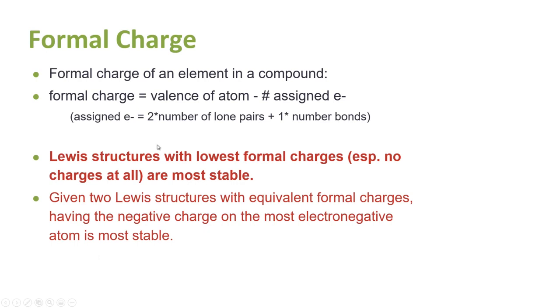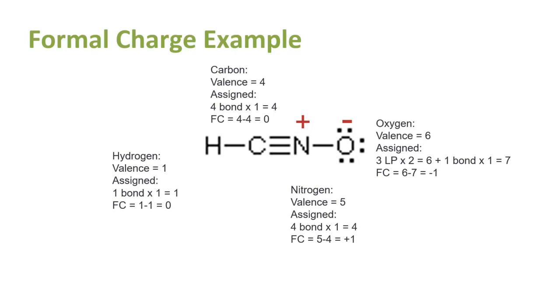So all of these feel very vague and complex, but they'll come out easier when we practice finding formal charge. So here's an example. This is HCNO. And for each atom, I'm going to look at what the valence is, and then I'm going to check out the assigned electrons. So this is the structure we're evaluating. I might be able to draw a different structure for this, but this is the one we're evaluating.